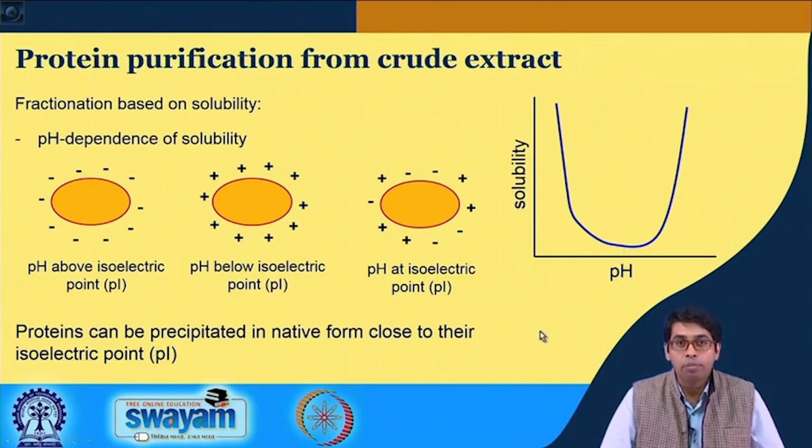So, one purification step can be that we adjust the pH of the buffer in such a way that it matches very closely to the isoelectric point of our protein, and at that point the protein will start precipitating in its native form. So, you can spin it down, collect the precipitate, and you will have a relatively pure protein.